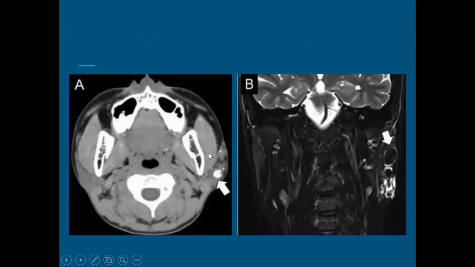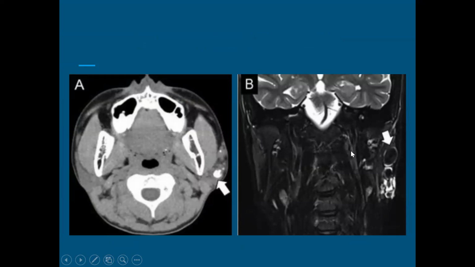Another pathology in this parotid space. So we have an axial CT, and on the right we have a coronal T2 fat sat image. On the CT image, we can see the phleboliths, which are hyperdense foci, in the superficial lobe of the left parotid gland.